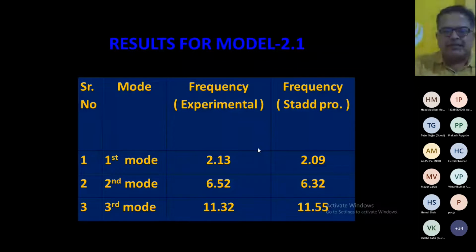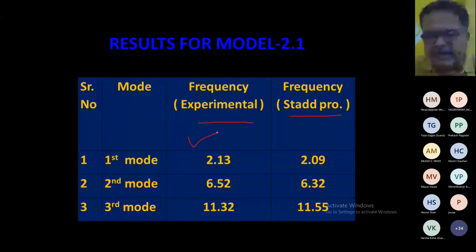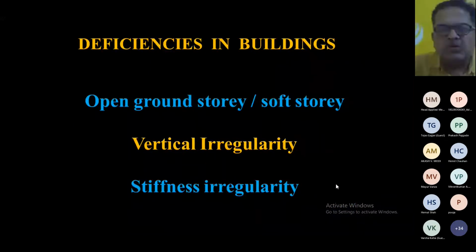You can see this here. This is the result from the software, and this is the experimental result. They are very close again. These are the frequencies calculated by the experiment, and this is by the software. So they are very close: first mode, second mode, and the third mode, right? Now we know that there are deficiencies in the building. You see, up to this point we have understood the structural dynamics part.